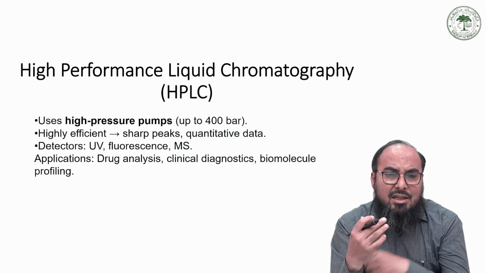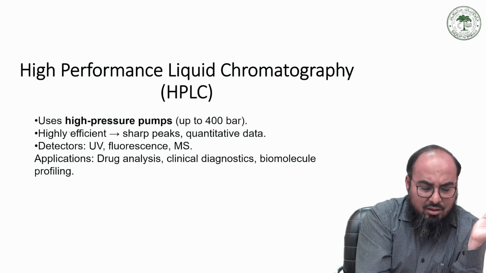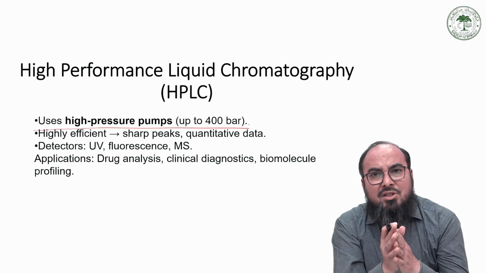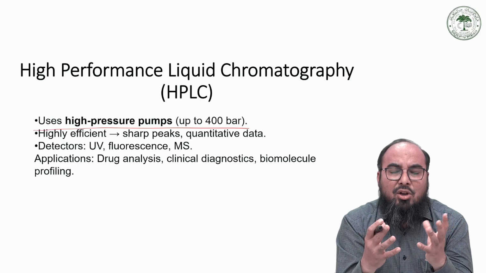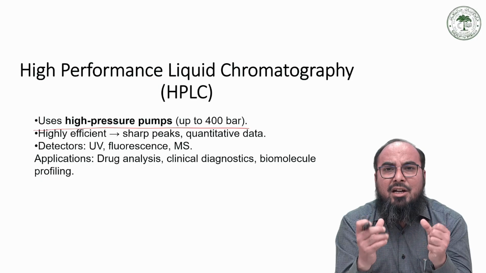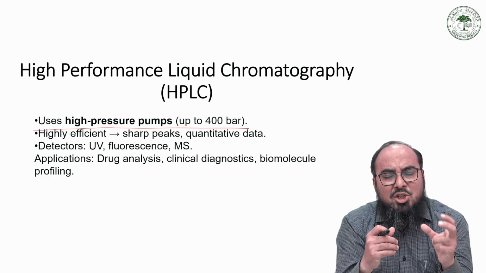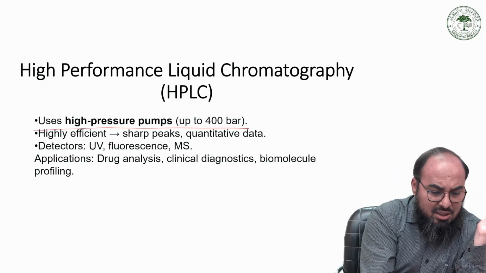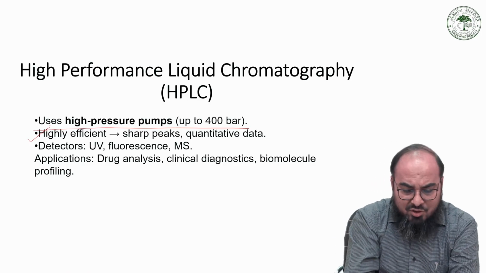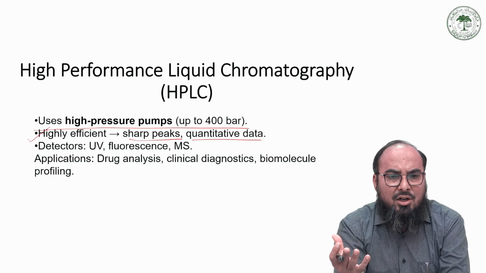Now the HPLC, this is one of the most versatile techniques. Here you use high pressure pumps instead of gravity alone. You actually need high pressure, because the columns here are tightly packed by the stationary phase, and in order to pump your mixture along with the mobile phase, you need high pressure pumps. So this is a very highly efficient technique. It gives sharp peaks, a very good quantitative idea, and very reproducible results.